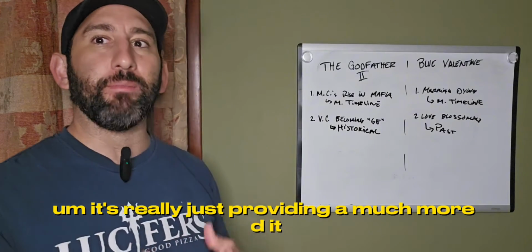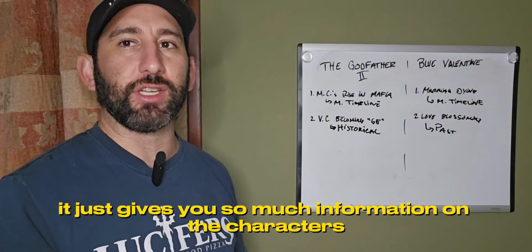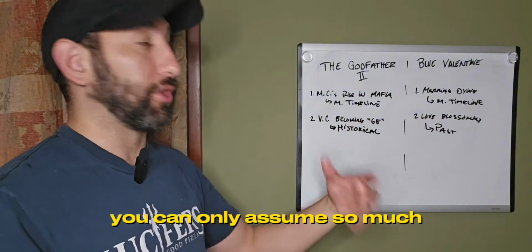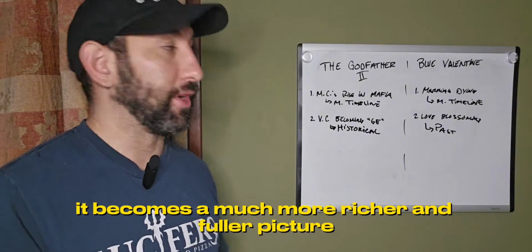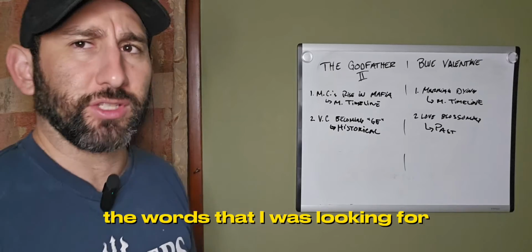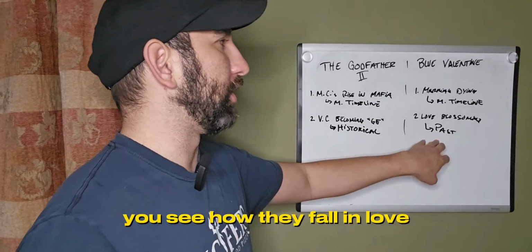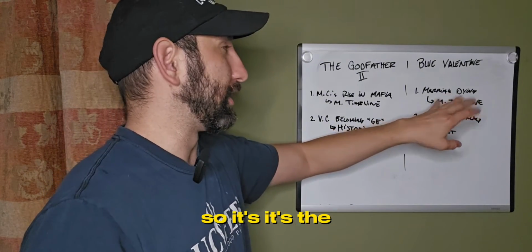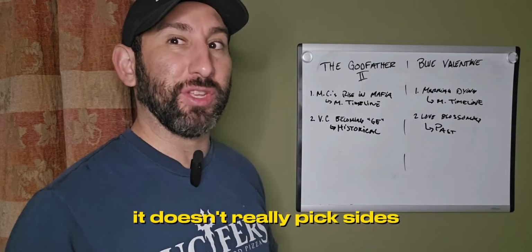It just gives you so much information on the characters, because if you have this one you can only assume so much, but then when you have this one it becomes a much richer and fuller picture. And I think that's kind of the words that I was looking for. What's very interesting is you see how they fall in love and you see how they fall out of love. So I think the great thing about a dual storyline is that it doesn't really pick sides.